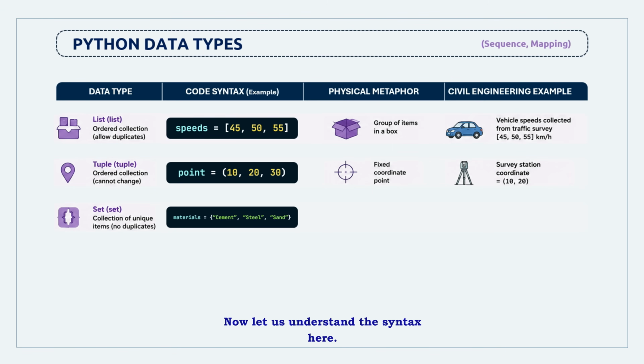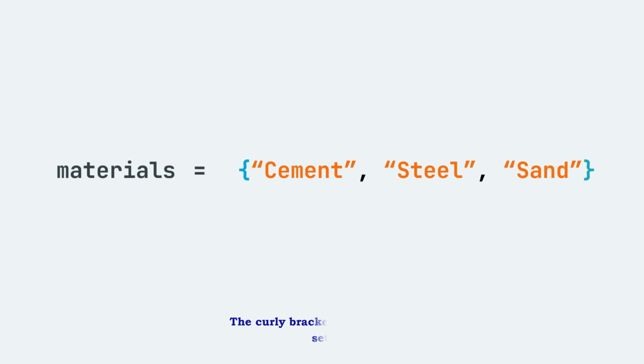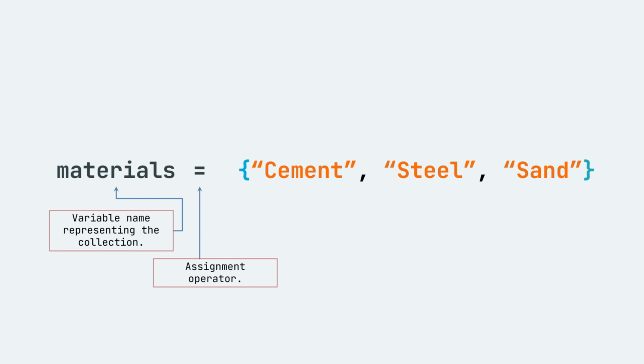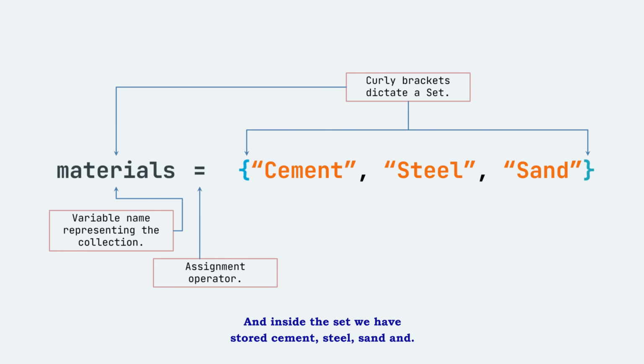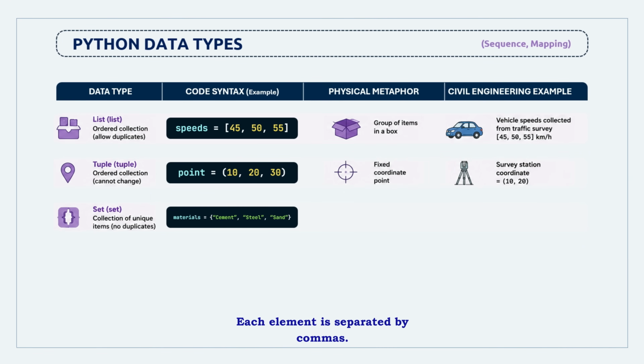Now let us understand the syntax. Here, materials is the variable name. The curly brackets represent a set. And inside the set, we have stored cement, steel, sand, and these are the elements of the set. Each element is separated by commas. So the statement means store unique material names inside a set called materials.